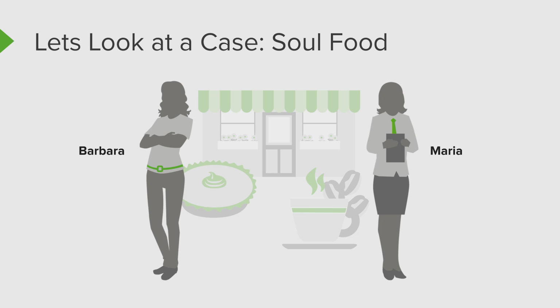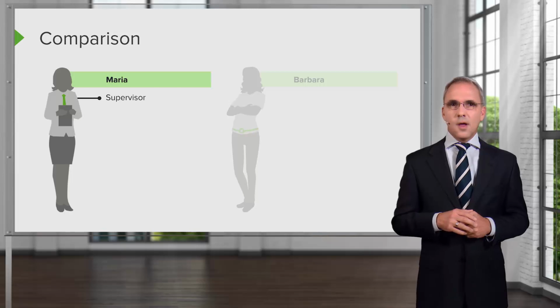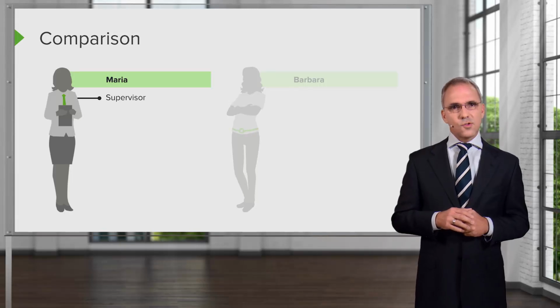Maria and Barbara work in the bakery and coffee house industry. It's a booming industry. They both have professional working careers, they're working together, and they meet once a year to discuss how to improve their cooperation. The relationship has both the potential for conflict, and at the same time, there's a chance that they can increase cooperation. On the one side, Maria is a supervisor.